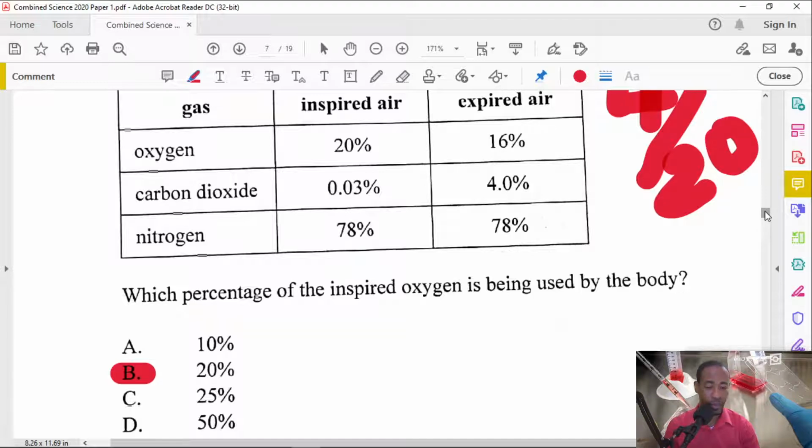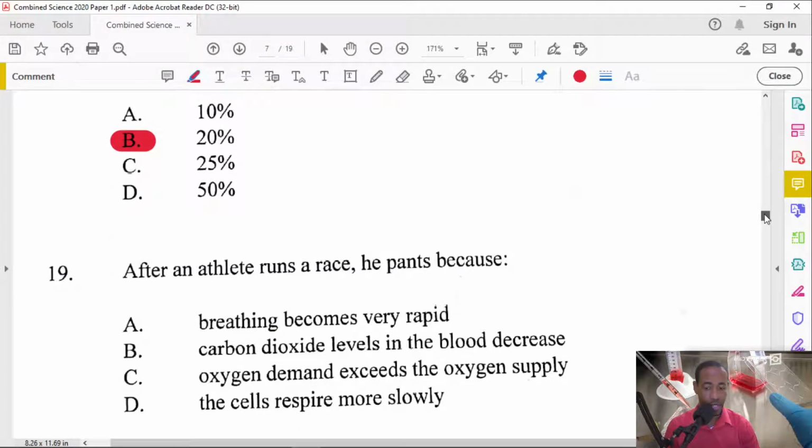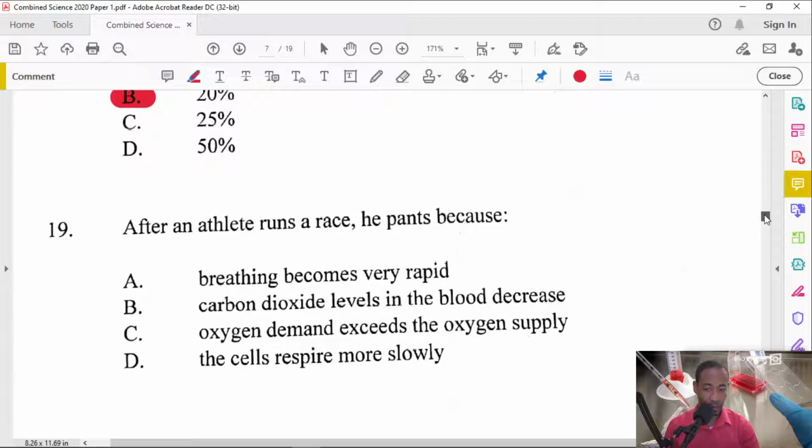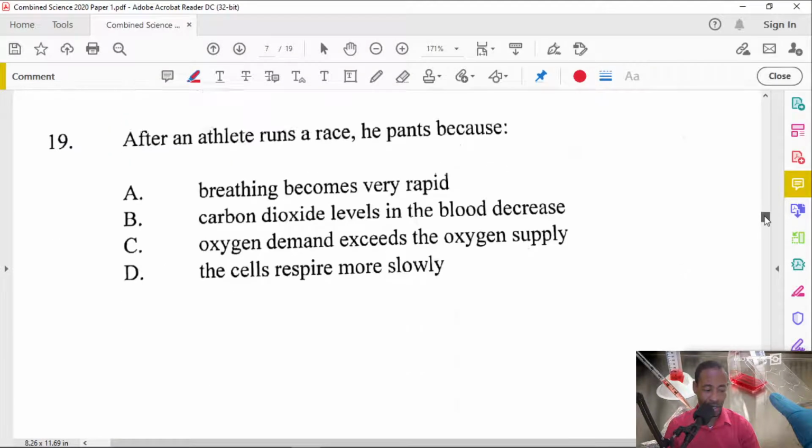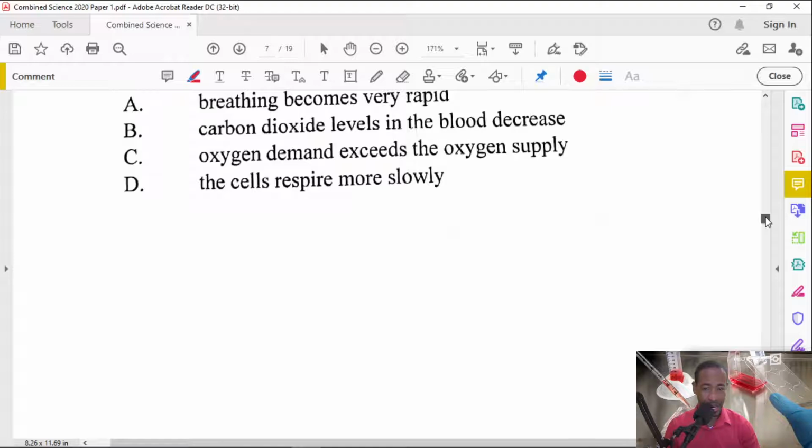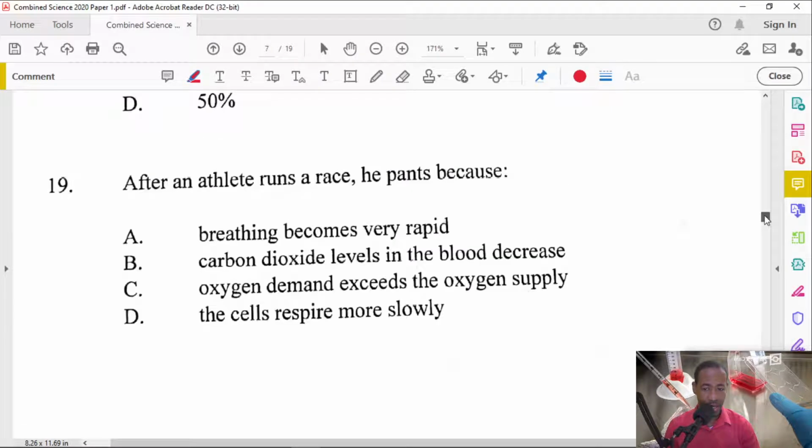All right, let's go to our next question. This is question number 19. And question number 19 said after an athlete runs a race, he pants because of what? So the excess panting, what is happening here? Because breathing becomes very rapid. No, that's not the reason. If breathing becomes rapid, that is actually showing that he's panting.